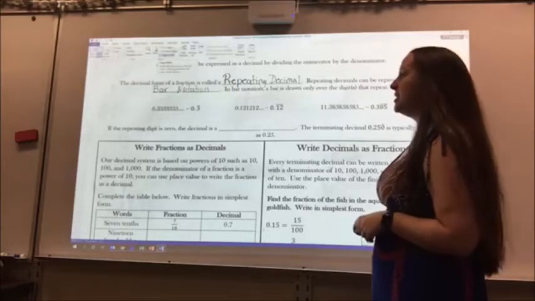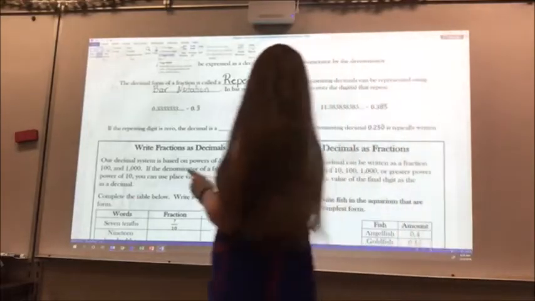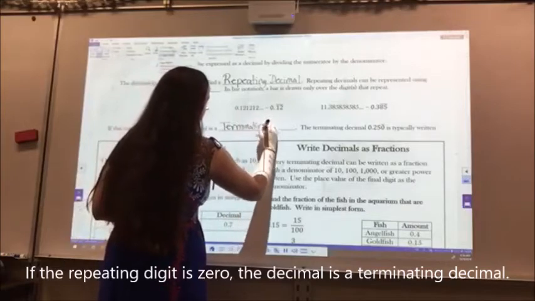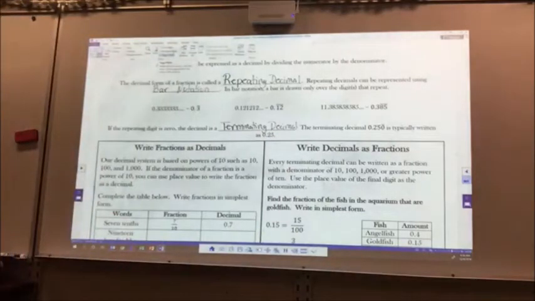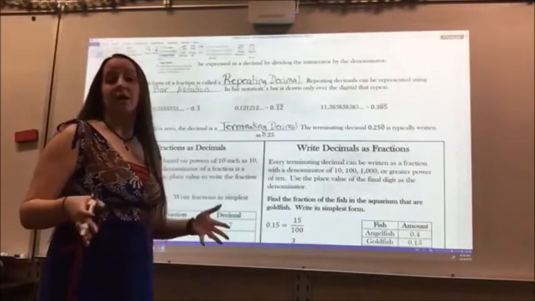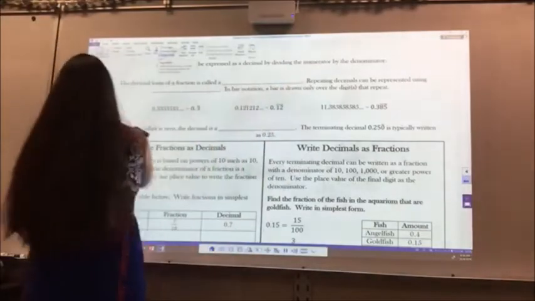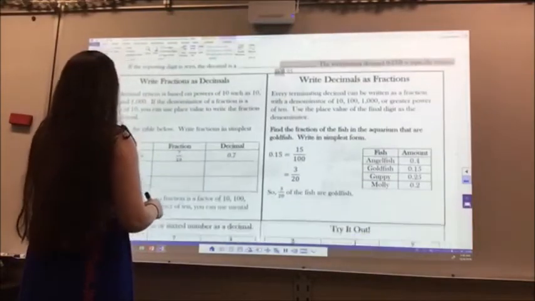If the repeating digit is 0, the decimal is a blank blank. In that blank, you're going to write terminating decimal. So if the repeating digit is 0, the decimal is a terminating decimal. The terminating decimal, 0.250 with the bar across the 0, is typically only written as 0.25. So once you get to that 0, it just kind of stops. All right? All right, so let's take a look at a couple of examples.